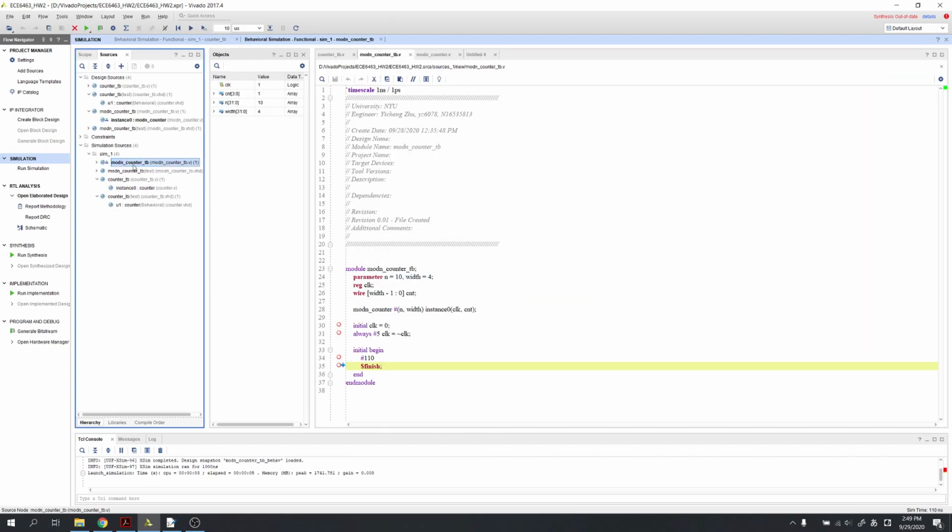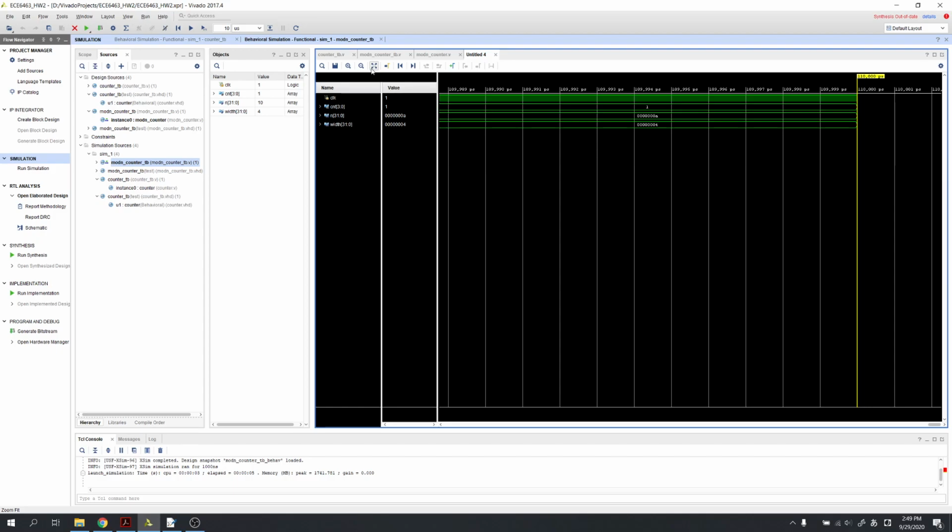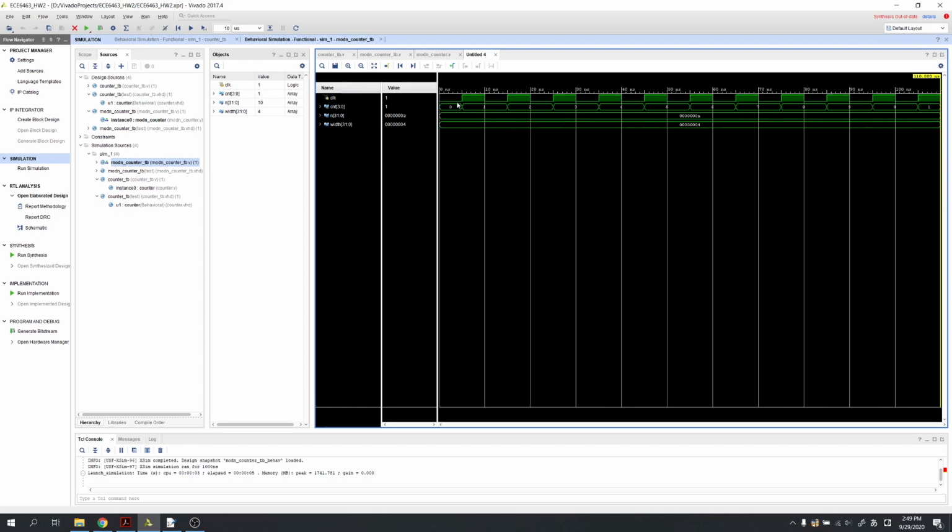Oh, by the way, in this case the test bench is very simple, which is to wait for some time. And this is the simulation. You can see it's just a free running counter, and when it reaches 9, because I set n to be 10, it resets to 0 again.